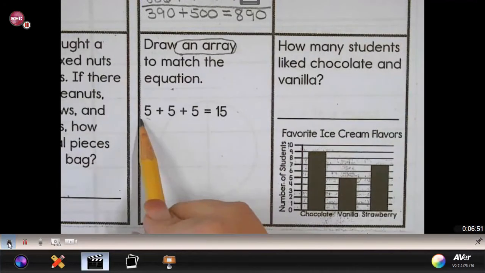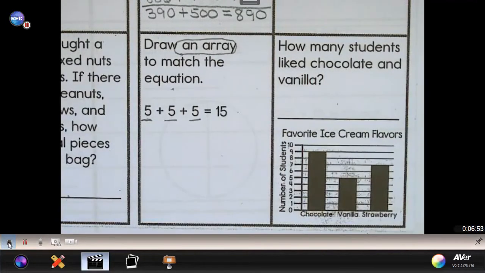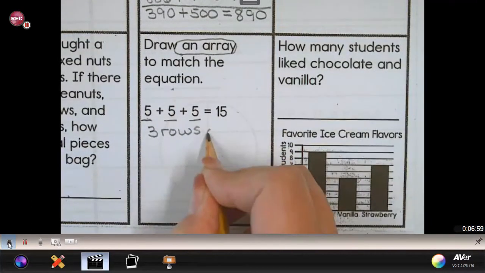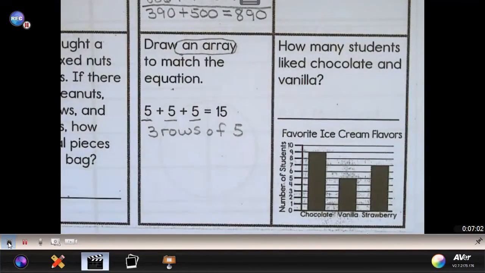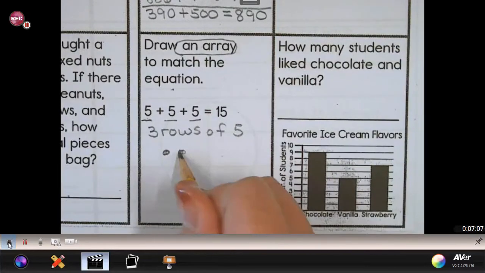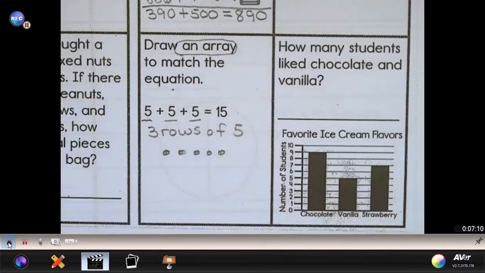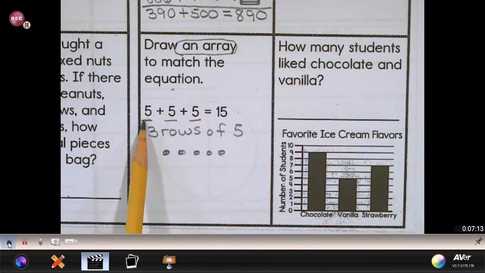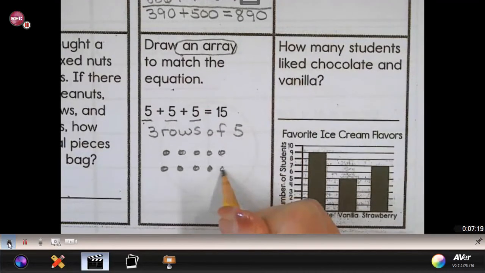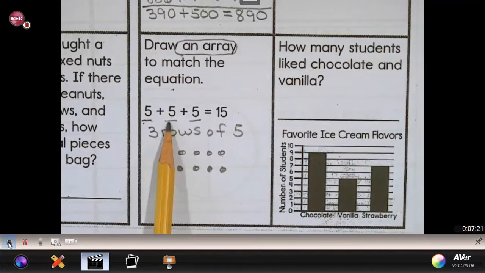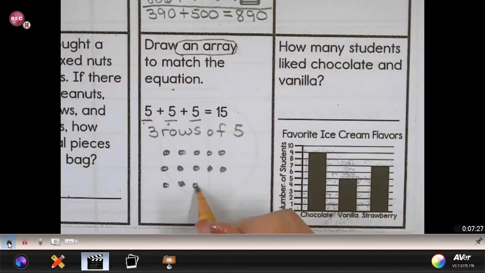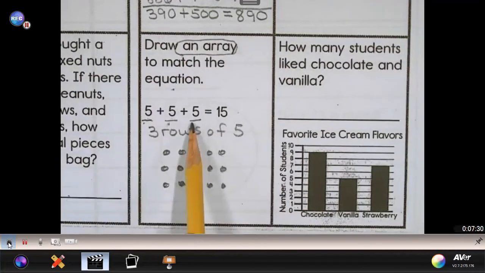So we have 1, 2, 3 rows. We have 3 rows of 5 here. So when we draw the array, we would say I have one group of 5, which goes with this 5. I would draw another row of 5 that would go with this group of 5. And I would draw another row of 5, which would go with that group of 5.